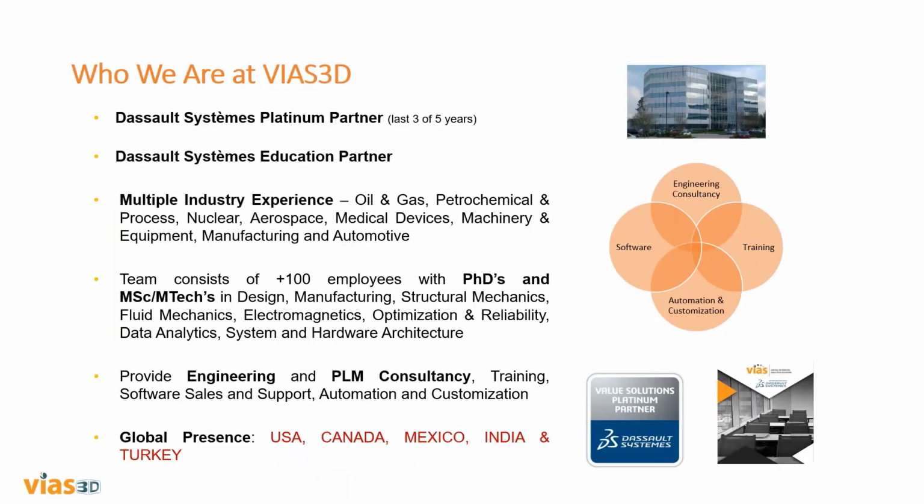A little bit about who we are at Bias 3D. We are a Dassault Systems Platinum Partner. We're a Dassault Systems Education Partner. We work in multiple industries, oil and gas, petrochemical and process, nuclear, aerospace, so on and so forth. Our team consists of 100 employees with many PhDs and MSc techs in design, manufacturing, and structural mechanics. We also provide engineering and PLM consultancy, and we have a global presence with offices in Canada, US, Mexico, India, and we've recently opened an office in Turkey.